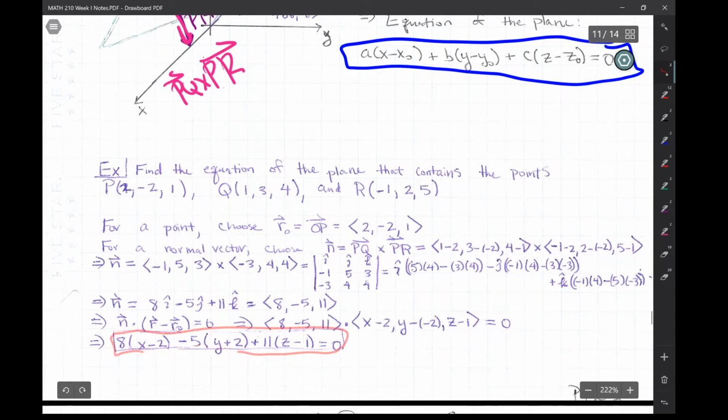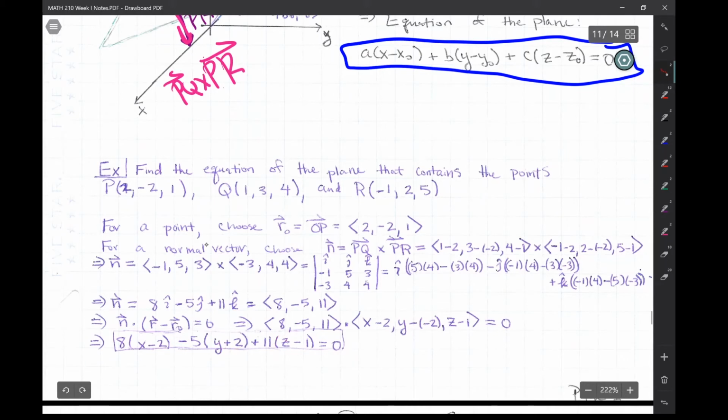And you don't really have to write this preliminary part once you get good at it. You could just jump and say x minus 2, why 2? Because that's the x component of the P point. Or you could say y plus 2, because that's minus this point here, right? So you've got to be careful. It's x minus x naught, y minus y naught. And y minus negative 2 is plus 2. So that's where that plus is coming from.